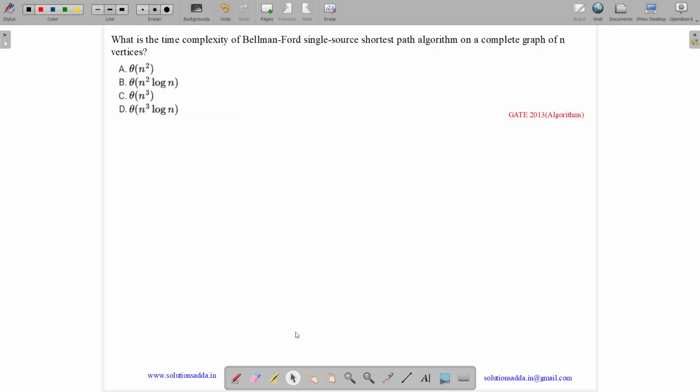This question belongs to the algorithm subject and was asked in GATE CSE 2013. So the question states, what is the time complexity of the Bellman-Ford single source shortest path algorithm on a complete graph of n vertices? So what is Bellman-Ford used for?